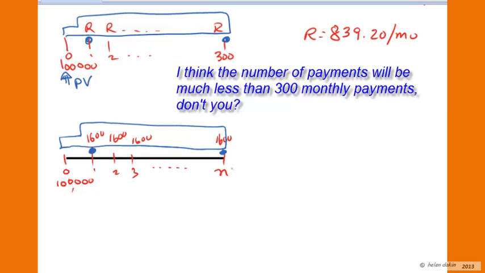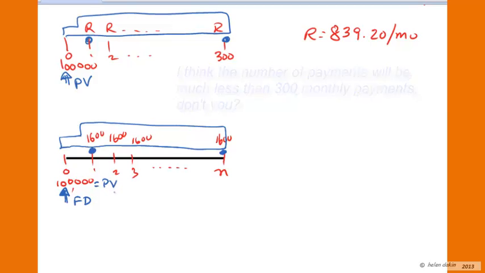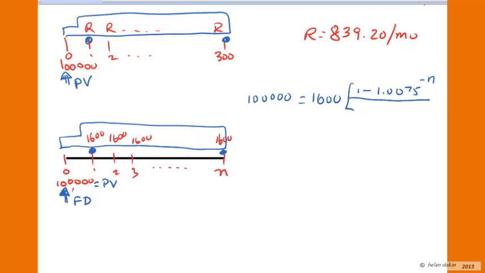Where's our focal date? Our focal date is, again, back at the present value date. So we'll use this as the focal date, and that means that we're going to be using the present value formula. That $100,000 represents the present value. So we're going to start off with the present value formula, which is going to tell us that $100,000 is equal to $1,600 per month multiplied by the discount factor for annuities: 1 minus 1.0075 to the negative n exponent, where n is the number of payments, divided by 0.0075.